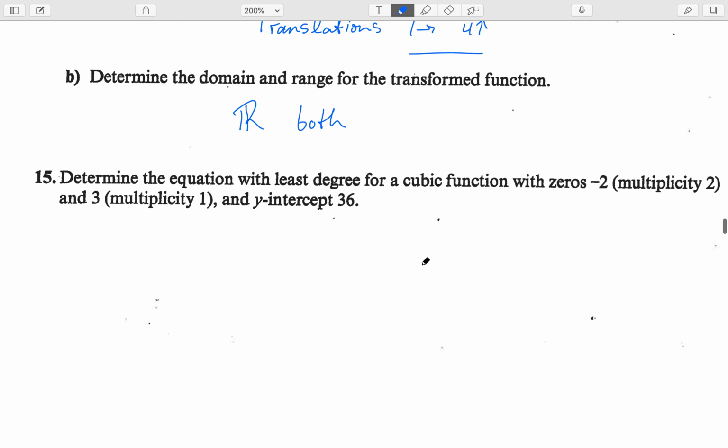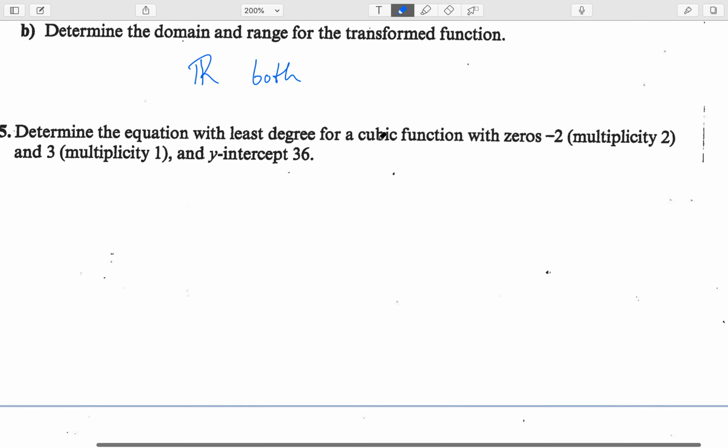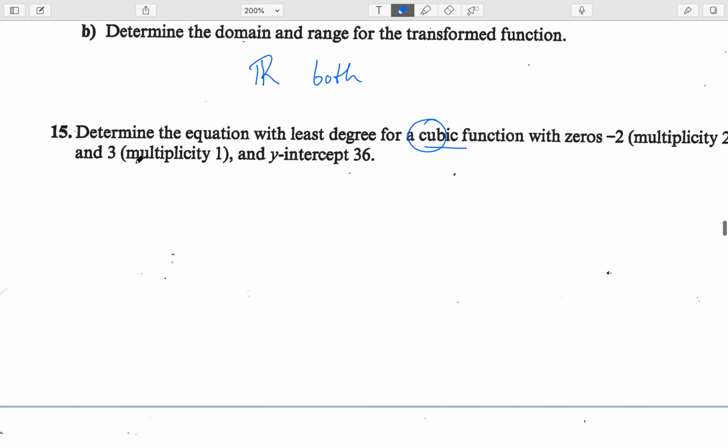Okay, last one. Determine the equation with the least degree of a cubic. Okay, they told you it's a cubic. The zeros are here, multiplicity of 2, and here, the y-intercept. So I know that y is equal to k. The zero is at -2, so x plus 2, and it has multiplicity 2, and x equal to 3, x minus 3, multiplicity of 1. So I know that that's a cubic.